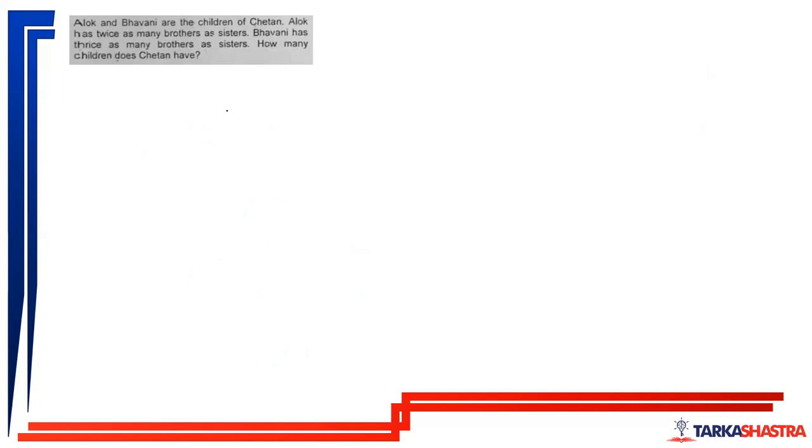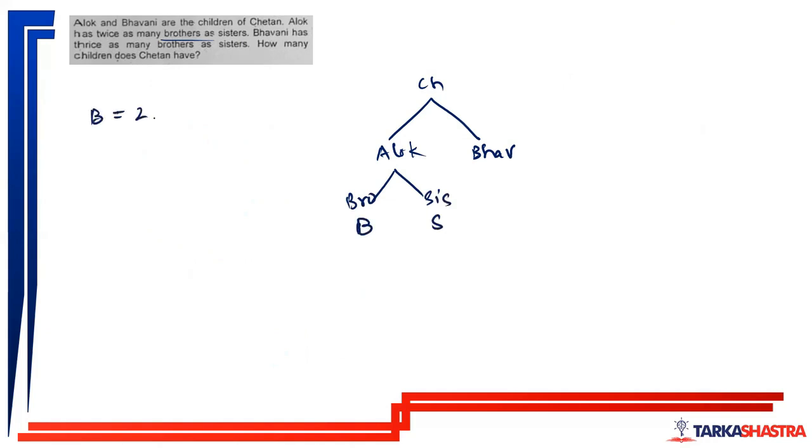Alok has twice as many brothers as sisters. Alok and Bhavani. So this is Chetan, and he has two children, Alok and Bhavani. Alok has twice as many brothers as sisters. So if Alok's sisters are S and brothers are B, then Alok's brothers will be twice his sisters, right? Alok has twice as many brothers as sisters.